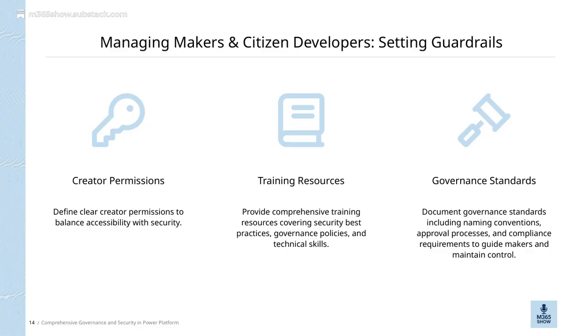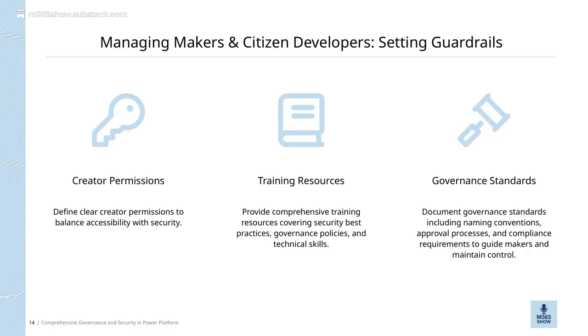Next, providing comprehensive training resources is essential. These should cover security best practices, governance policies, and the technical skills that makers need to be effective and compliant. Well-trained makers are more confident and less likely to make errors that could compromise security or governance.